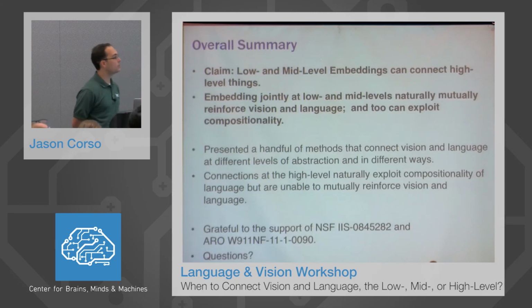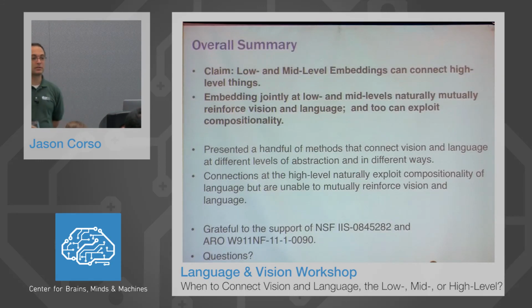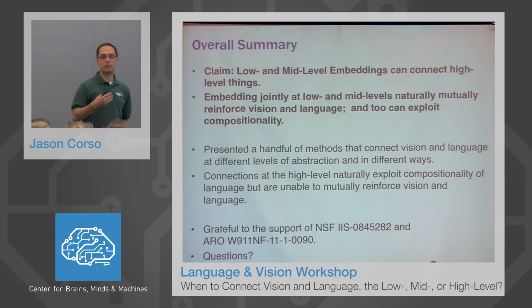I think I'll wrap up and take some questions. We began the talk saying that low and mid-level embeddings have the potential to connect high-level things. I've given you 2 examples of that, convincing examples, especially the one with the mid-level embedding where our results are state-of-the-art on this data set. And as far as I know, it's the first work to allow for mutually reinforcing the interpretations on both sides. The challenge going forward, though, is how can we handle more complex sentence structures and exploit the structure over both of the domains, and yet still remain at the low and the mid levels.